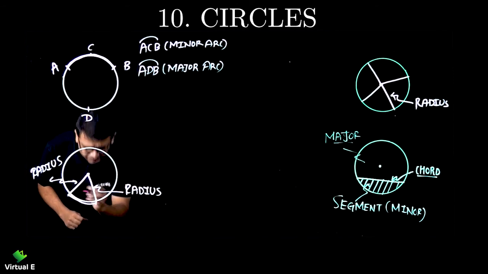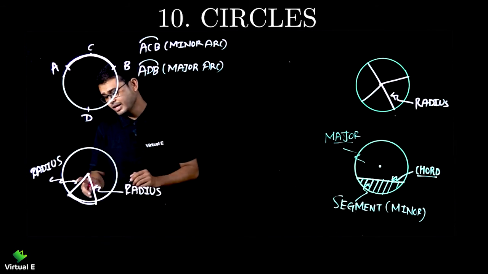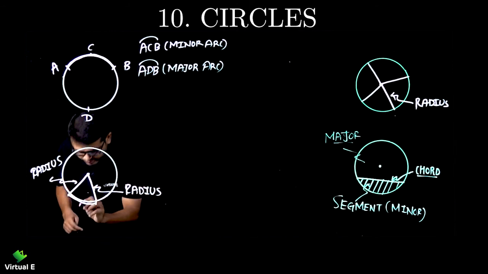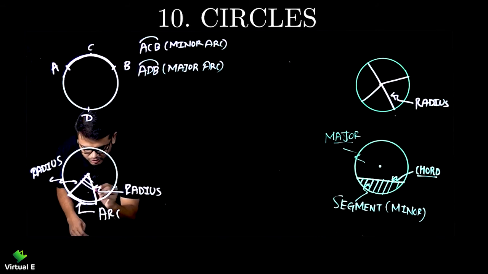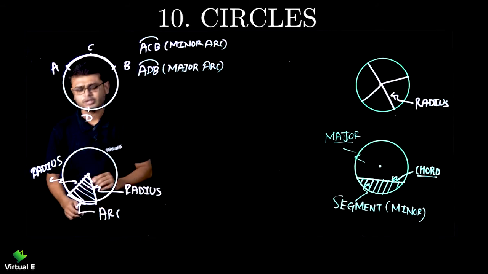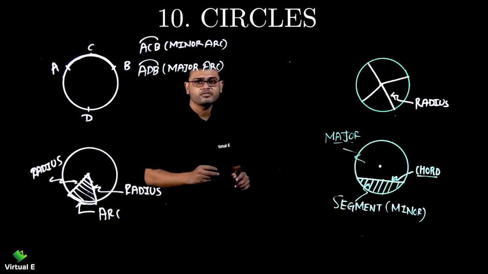So when we talk about a sector, there are 2 radii and 1 arc. You can say that as arc. Let's highlight it. So this is what a sector is. In the next chapter, we are going to learn how to find the area of a sector for a specific angle as well.